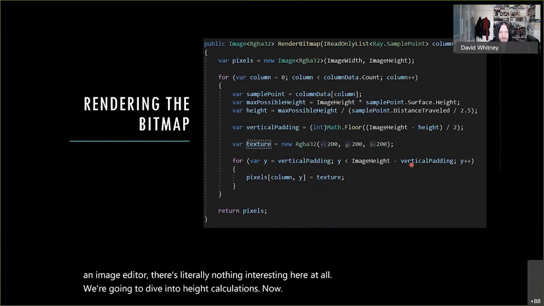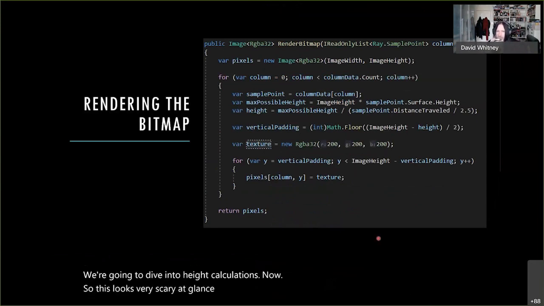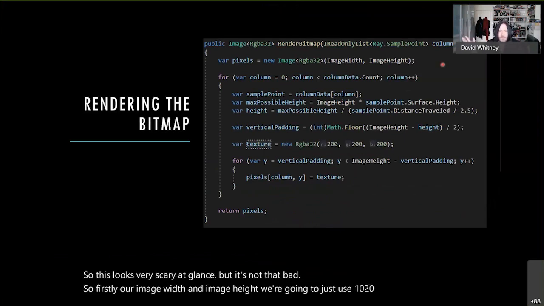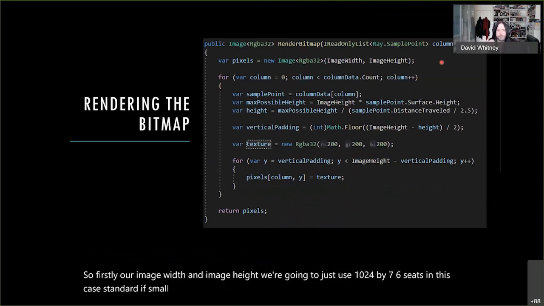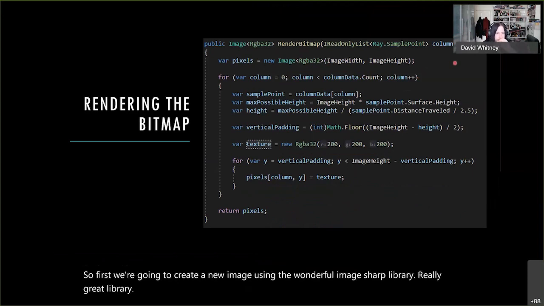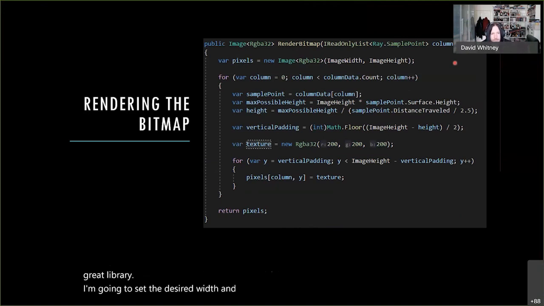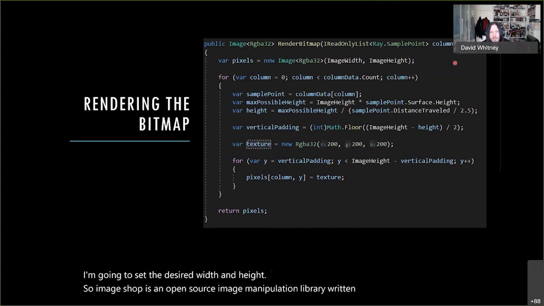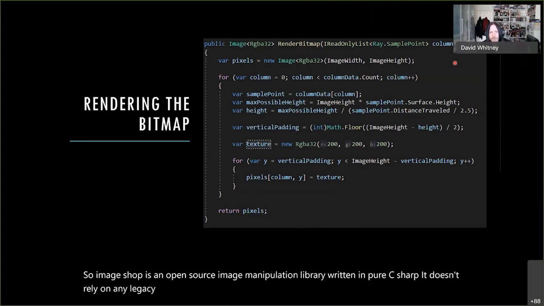So this looks very scary at a glance, but it's not that bad. So firstly, our image width and image height, we're going to just use, say, 1024 by 768, in this case, a standard, if small, in 2020 resolution. So first, we're going to create a new image using the wonderful ImageSharp library, really great library. And we're going to set the desired width and height. So ImageSharp is an open source image manipulation library written in pure C#. It doesn't rely on any legacy interop. It's fully cross-platform, unlike many of the legacy image manipulation APIs we've had access to in .NET before.